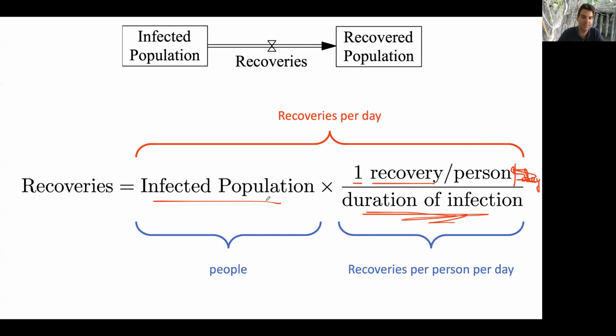And so because the infected population is already in terms of people, then when you multiply this thing through, the people here is going to cancel with the people there. And so in the end, this is just going to end up becoming recoveries per day, which is the unit that we want for this flow. Got it. Okay.